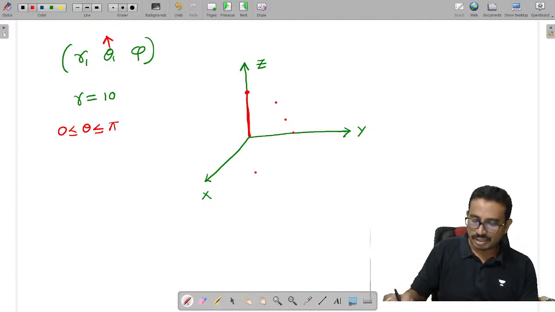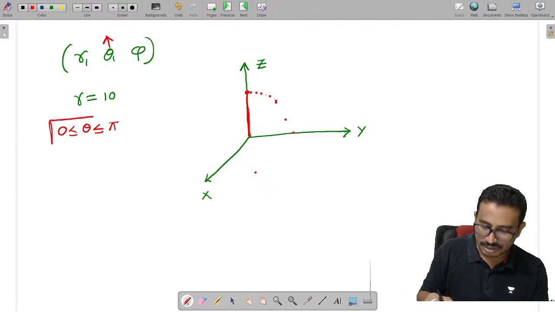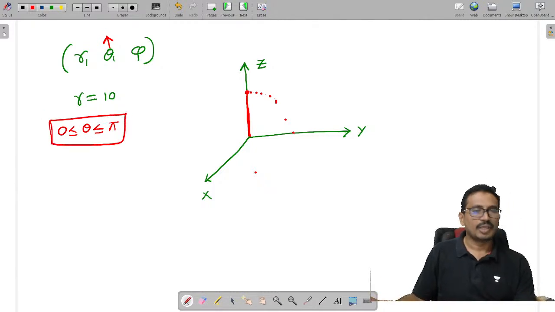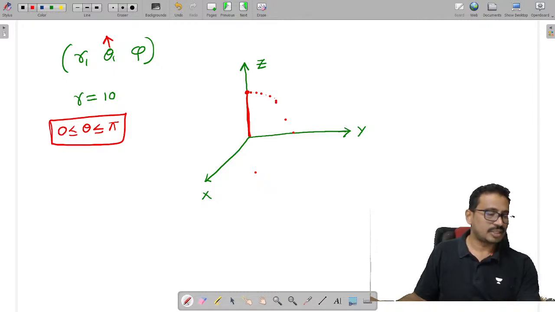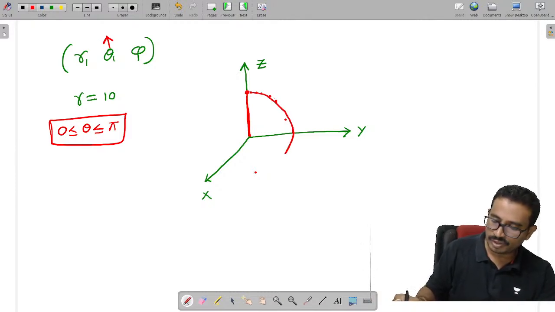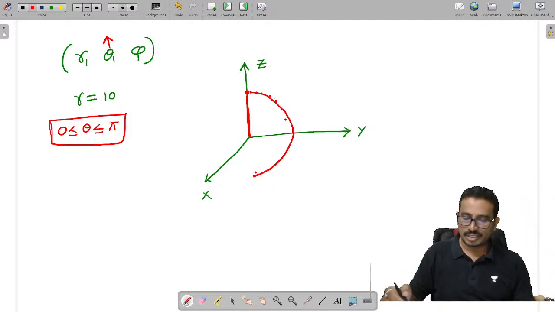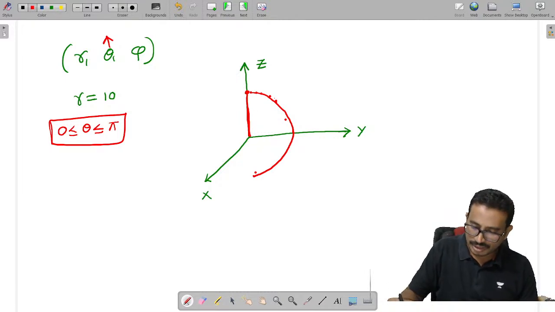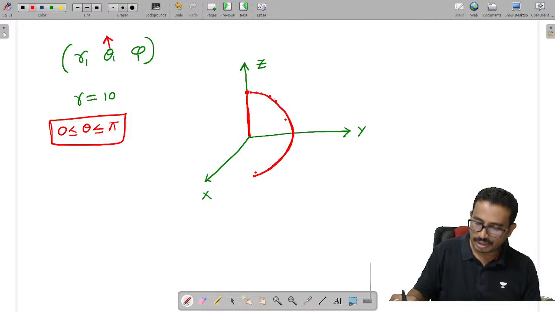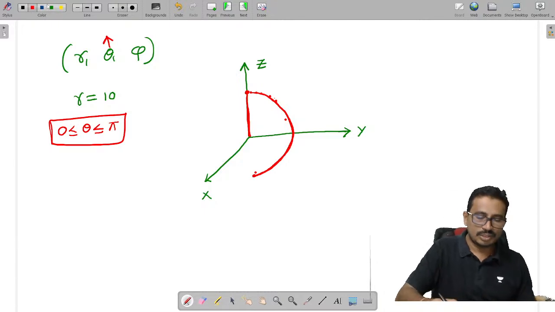If I join all these points, you see this thing here. Is theta continuous or discrete? Theta is continuous. That means we can take theta values from 0 to pi, and so many values are possible. So as a result, we get one semicircle that will form. With this it will form a semicircle. Is this clear now?